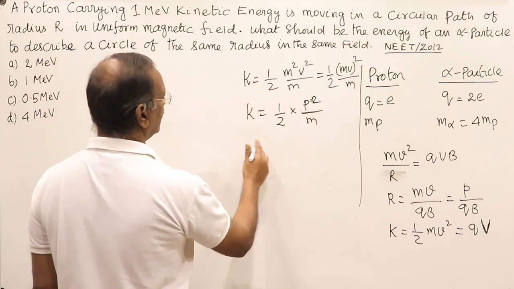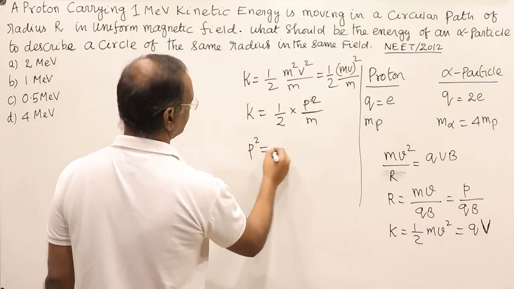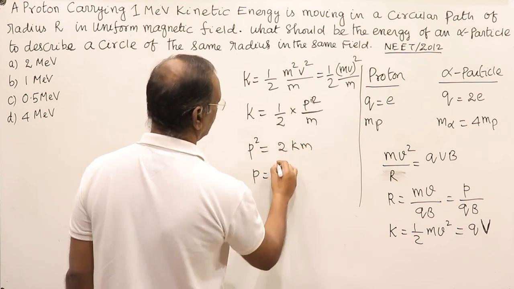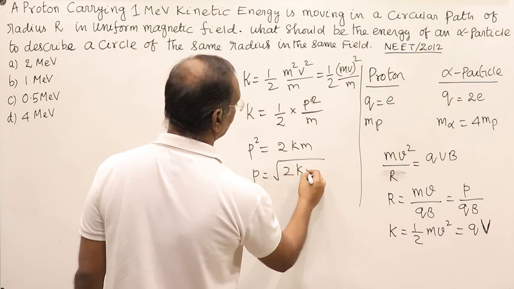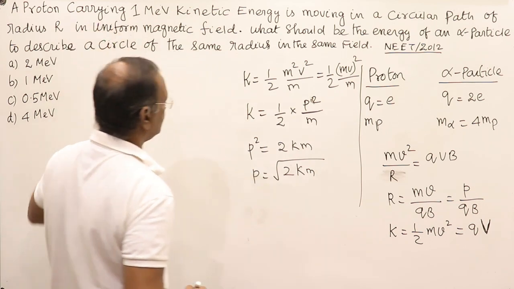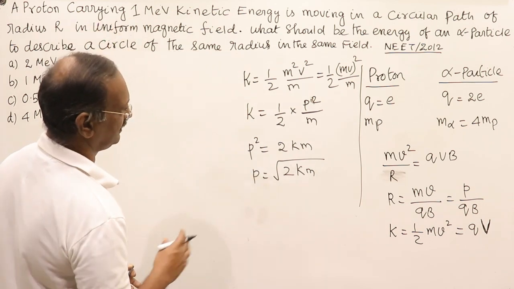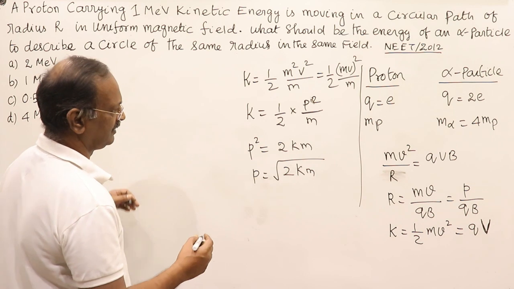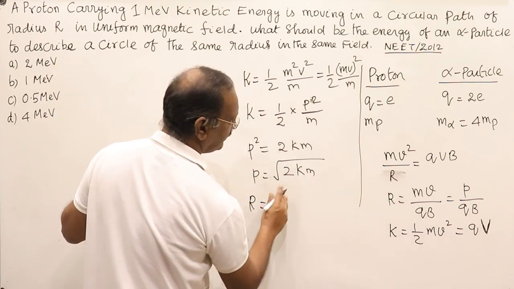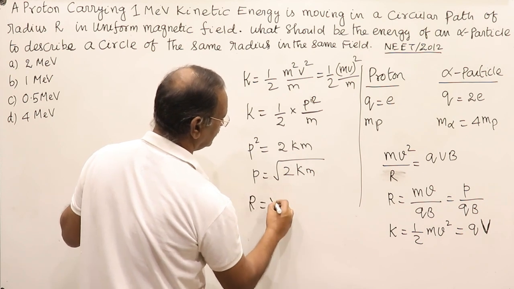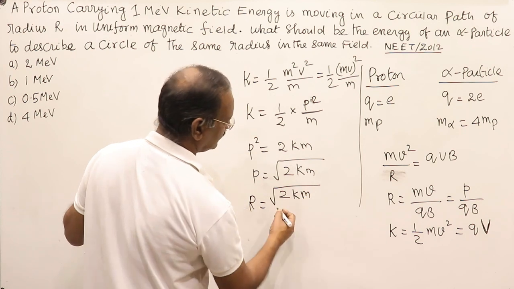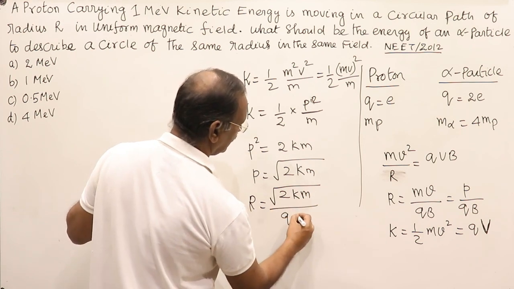Now again we are doing it. Therefore p squared is equal to 2Km, or p is equal to under root 2Km. Why are we writing p is equal to under root 2Km? Because in this question the energy is given to us. And r is equal to p divided by qB, so r is equal to under root 2Km divided by qB.